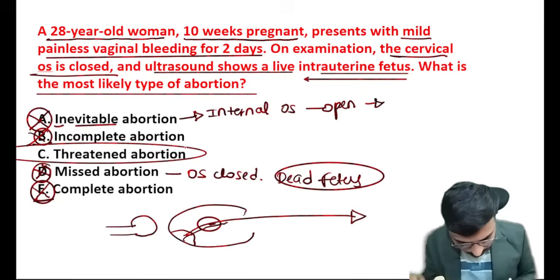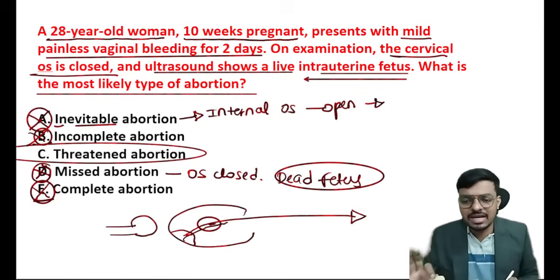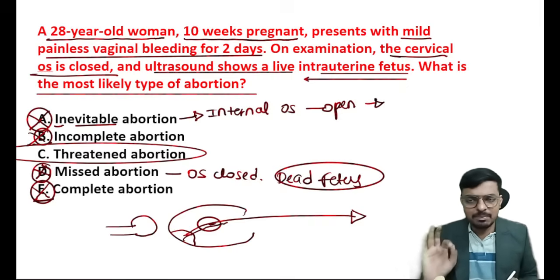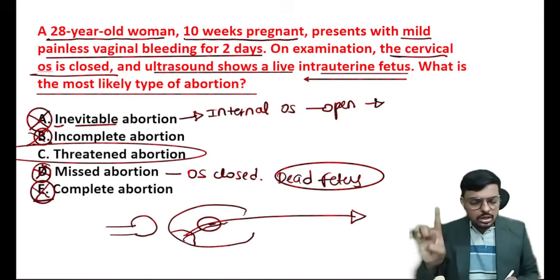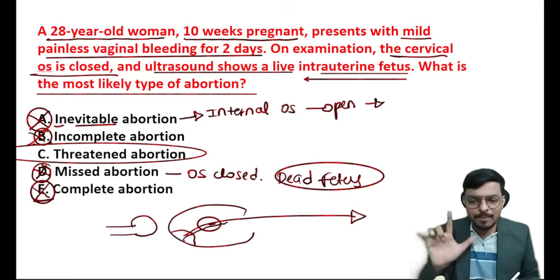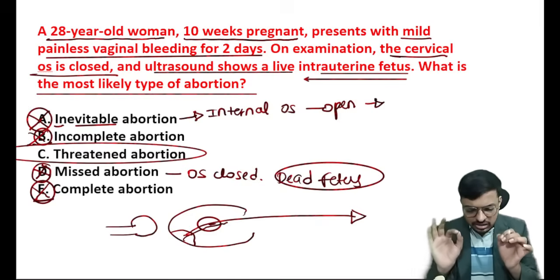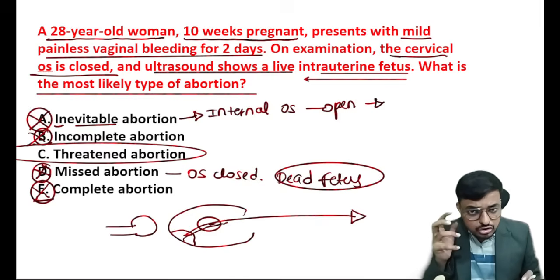Here in the question they have clearly mentioned that it's a 28-year-old woman, 10 weeks pregnant, having mild painless vaginal bleeding. Remember, beta, the golden word: the only abortion where we get painless vaginal bleeding is the threatened abortion. Here the threat will come, no abortion will have started, just the abortion threat.